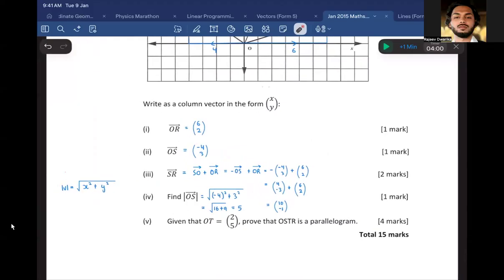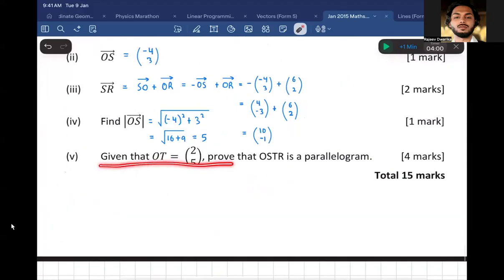Guys, anytime you get a question where they ask you to prove something is a parallelogram, please draw the thing. I beg you, please draw the thing so you can see how it's looking. Because Mira, when you read this and you're holding your head and screaming, what does OSTR is a parallelogram mean? You understand what I mean? When you read that, doesn't it scare you a bit?